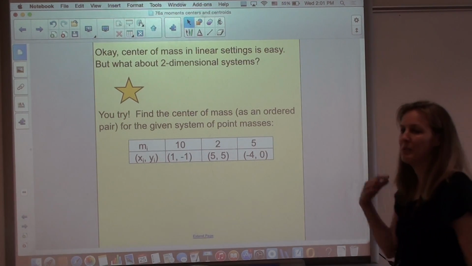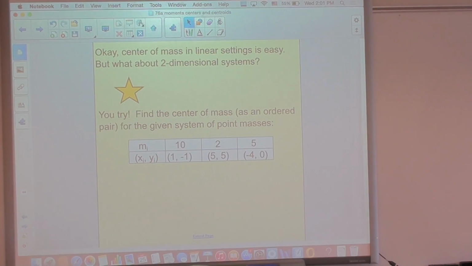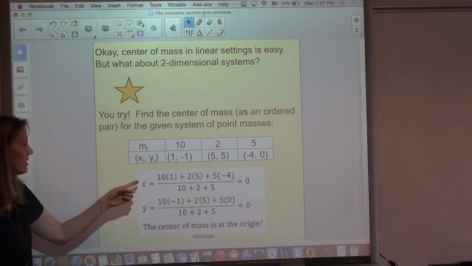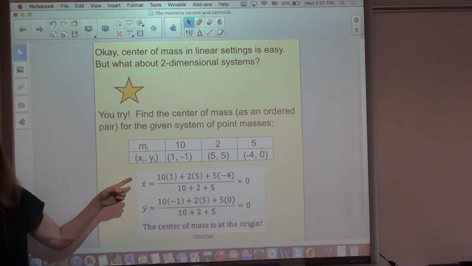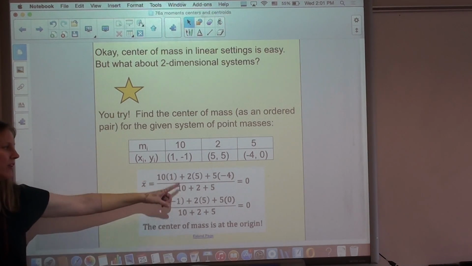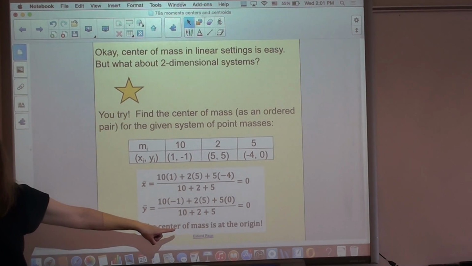Someone that hasn't talked yet, someone give me a strategy for how you approached the problem. Yes, JJ. So, if you do the same process that we did just for the X, and do it for the X and the Y, and then take both answers. There you go. So, you're just finding the center mass for the X, you do the center mass for the Y, and then put them together. So, in this case, your center mass is the origin.